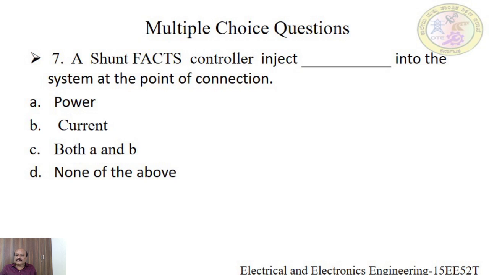A shunt FACTS controller injects current into the system at the point of connection. We have already seen this in the functions of shunt FACTS controllers. But not both A and B, or none of the above is also a wrong answer. Therefore, let us see whether it is B or A. Yes, it is B. A shunt FACTS controller injects current into the system at the point of connection. Therefore, answer B is correct.